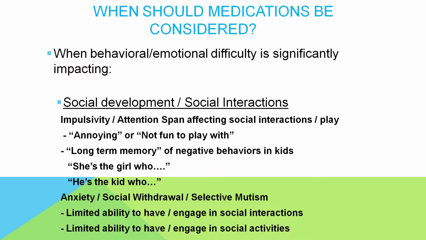In terms of social development and social interactions, this is something that a lot of families often don't worry as much about and haven't really thought about as much. So they worry about school, and clearly that's really important in school performance. But what about in terms of their social interactions? So if their impulsivity or attention span is affecting other kids such that they're annoying, right? That's that annoying kid who always impulsively grabs at me. That's the one who always is bugging me, not fun to play with.